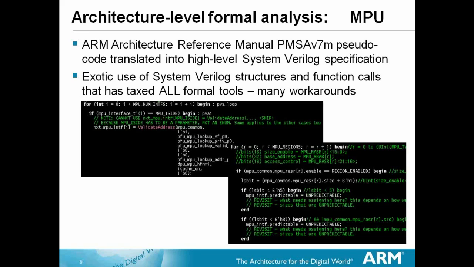And I'm quite pleased to say that actually for the predictable space of the architecture, we've been able to close out an exhaustive proof on this. So we actually know that the behavior is kosher with respect to the actual architecture specification here. And there's just some example code here.